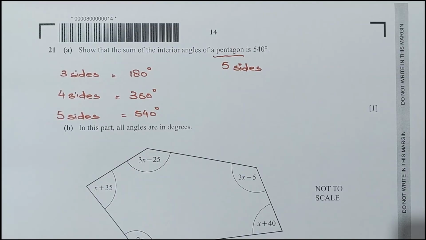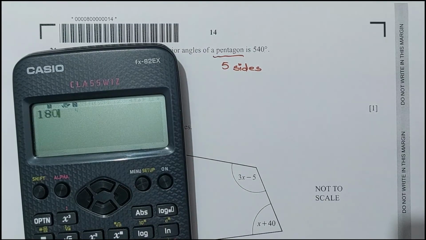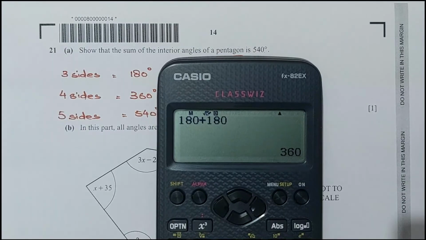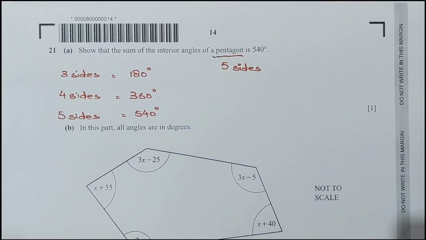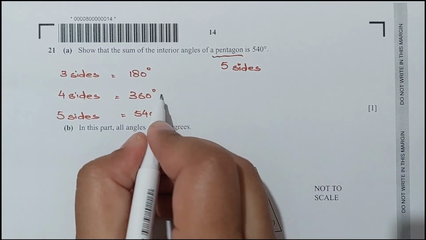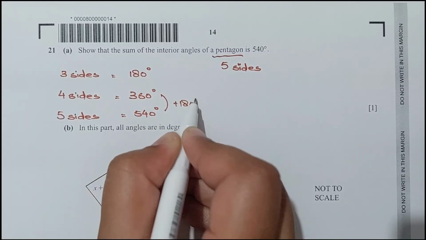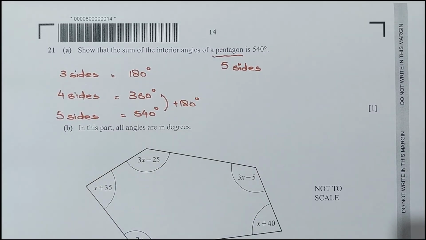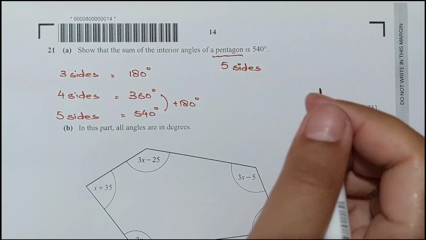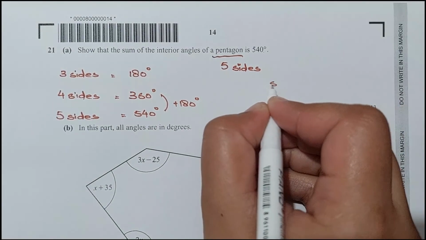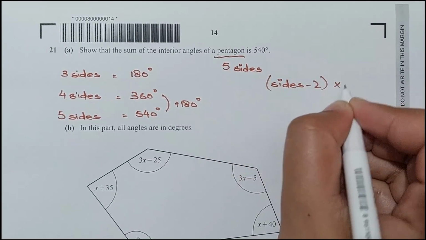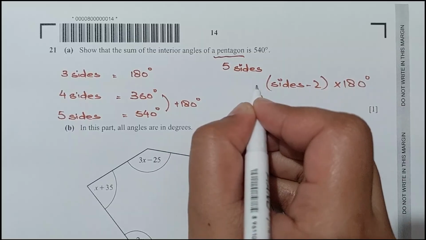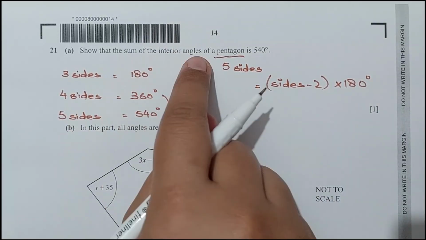So what is the difference? If we add 180 to 180 you get 360, and if we add 180 again you get 540. So we add 180 each time to get the interior angles of the next regular polygons, right? Or there is another formula: the number of sides minus 2, multiplied by 180. Here you will get the sum of interior angles.